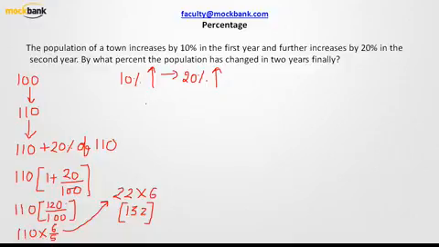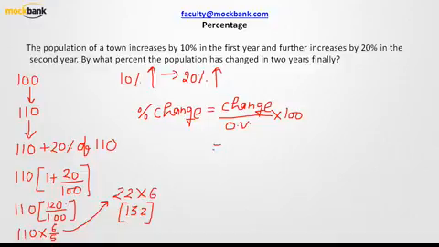So if the population has become 132 from 100, how do we find out the percent change? Percent change is written as change over original value into 100. That is how we write it. So the change is nothing but 132 minus 100. What is the original value over here? 100, into 100.